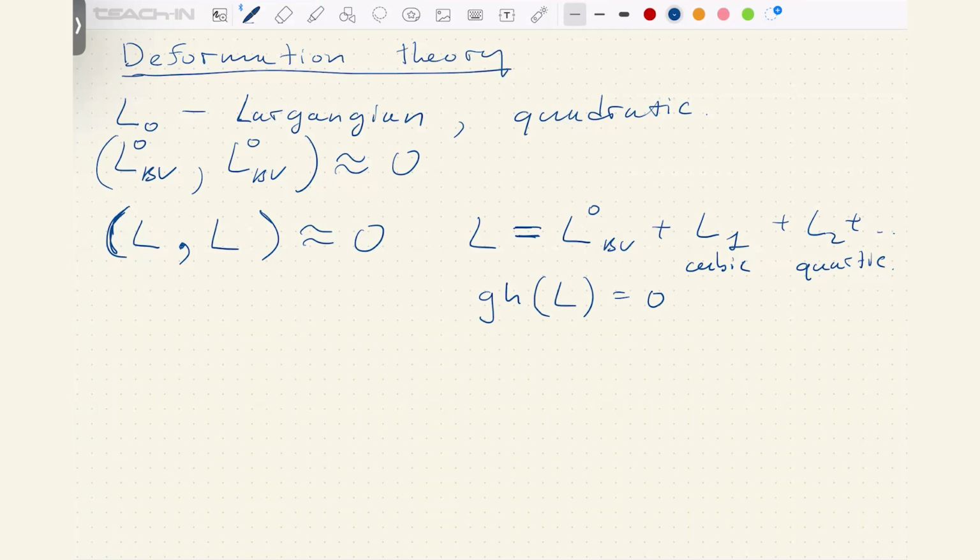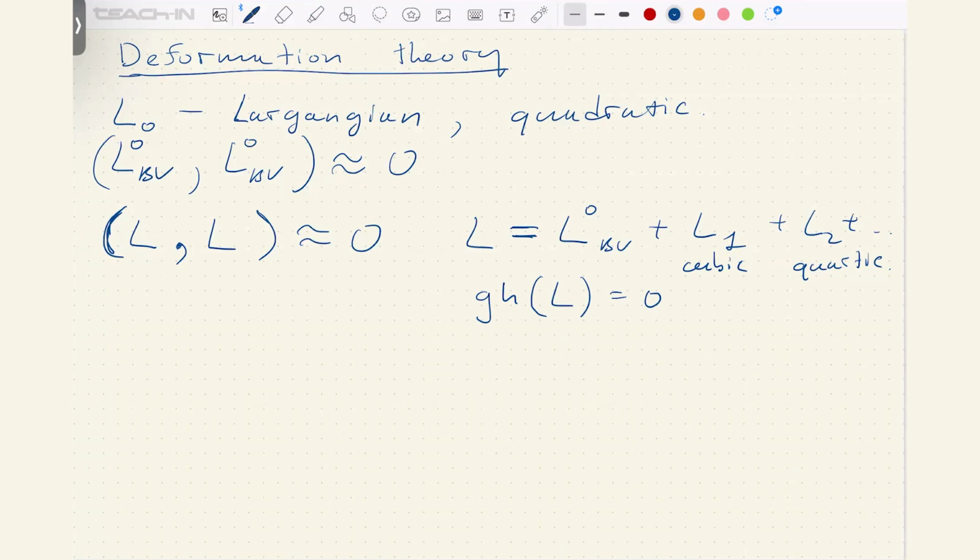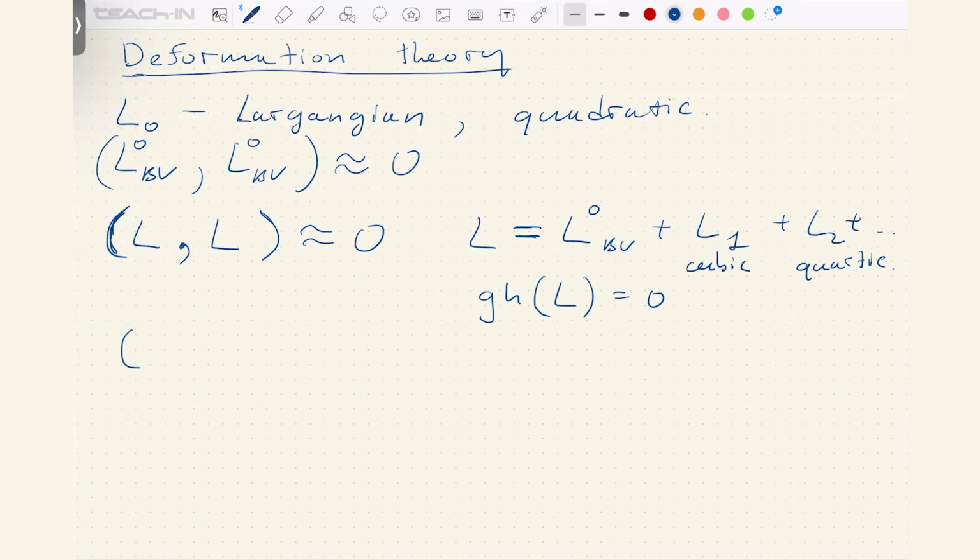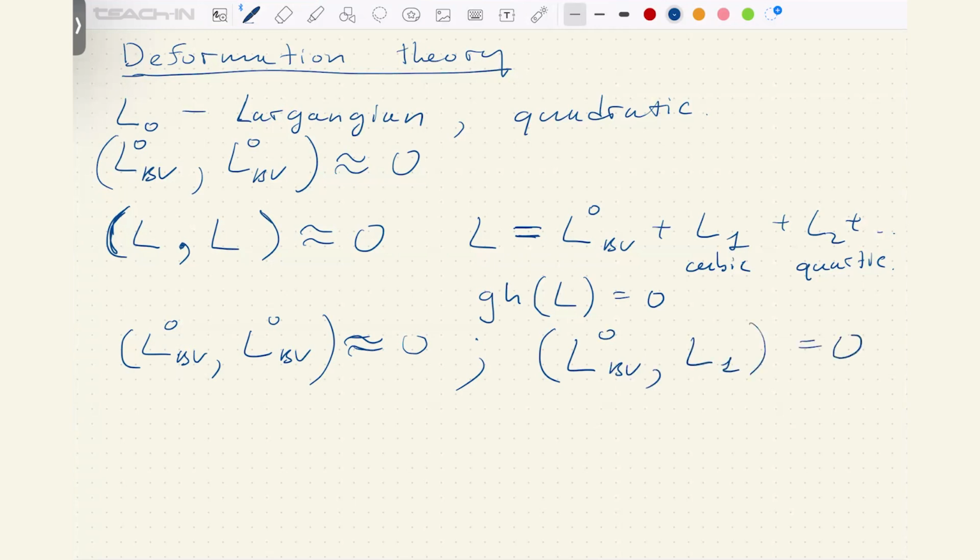Okay, so we expand this equation in homogeneity of fields, because our bracket takes homogeneity 2. So we get the following equations. We get that, of course, L0 BV, in lowest homogeneity, is 0. This is automatic, and this is what we started with. And then we get a new equation, which is the bracket of L0 BV with L1 is 0, right?